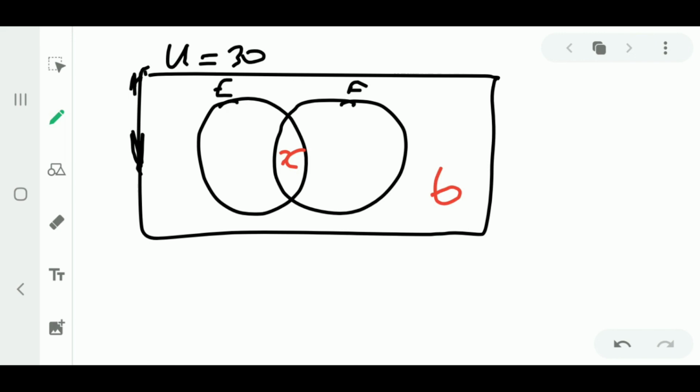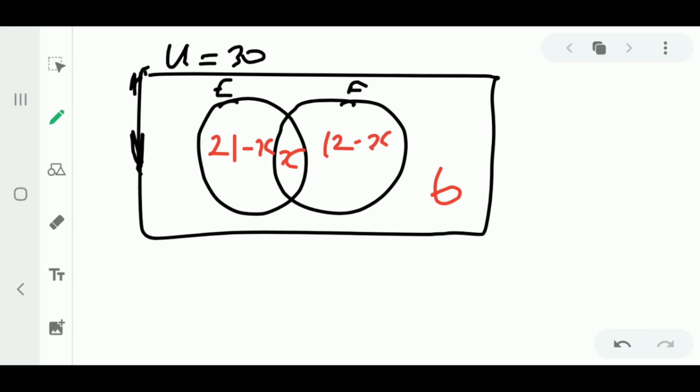Now, it said English, which was 21, but it didn't say English only. So what we would do is subtract the intersection from this value here. So we have 21 minus X. Same we would do for French, which would have 12 minus X.